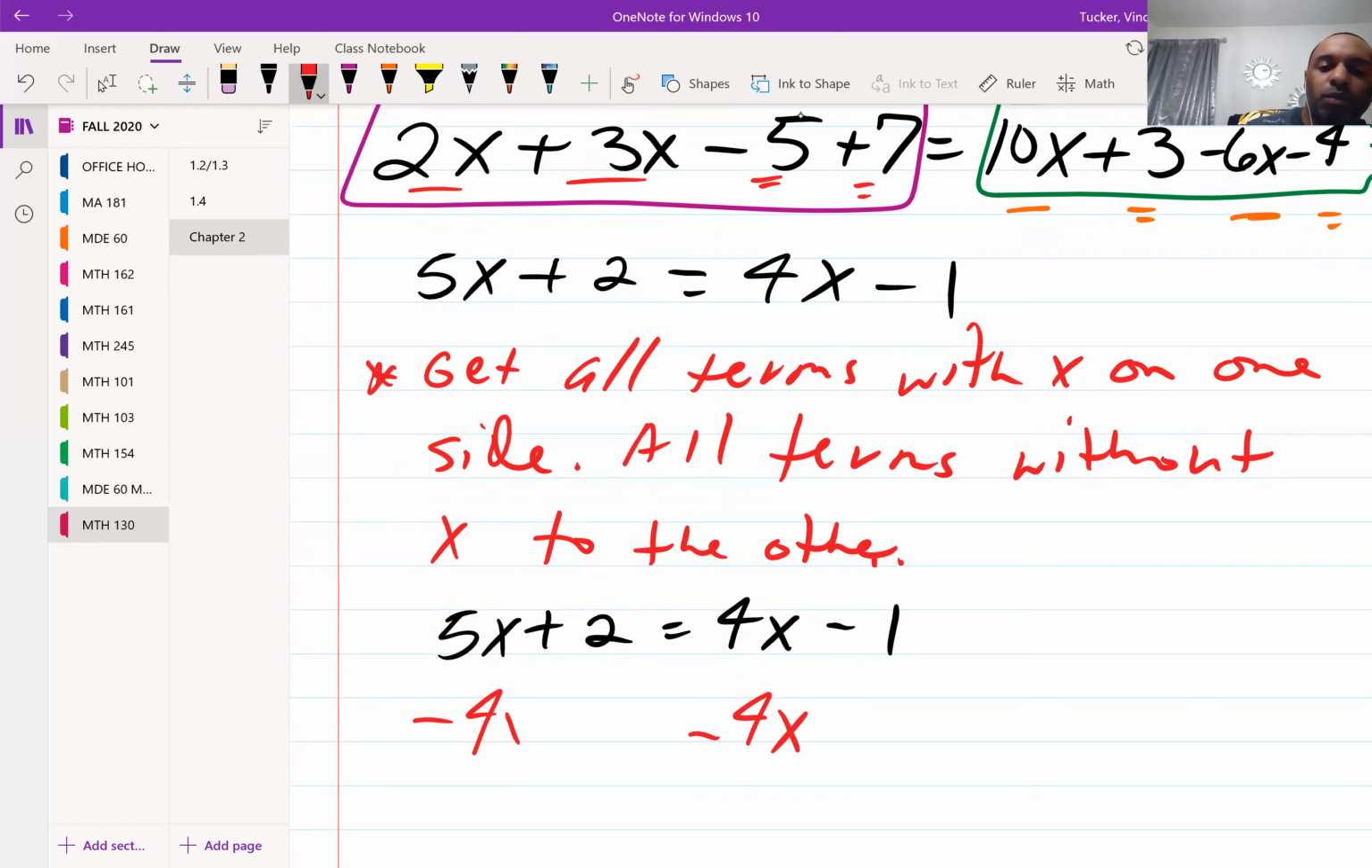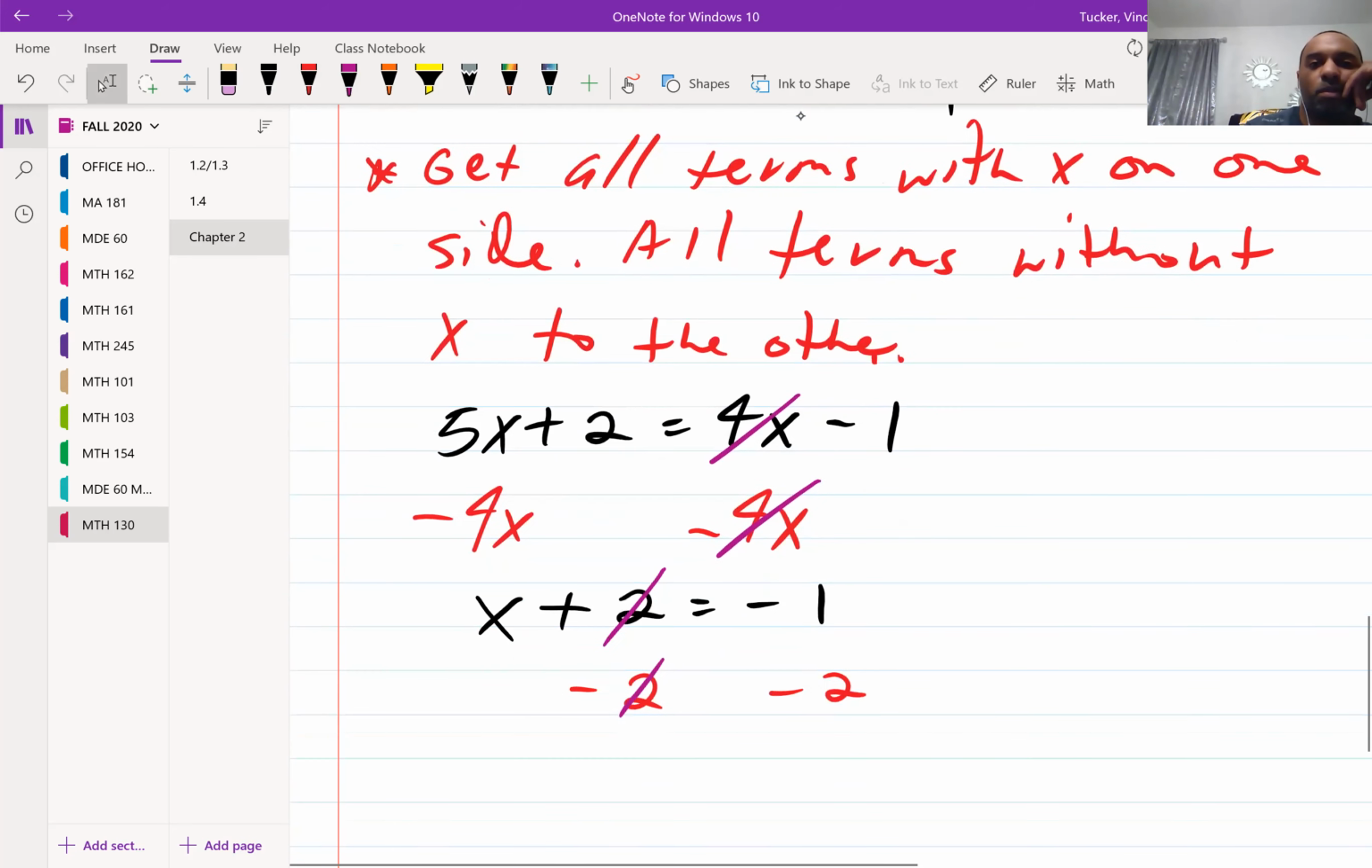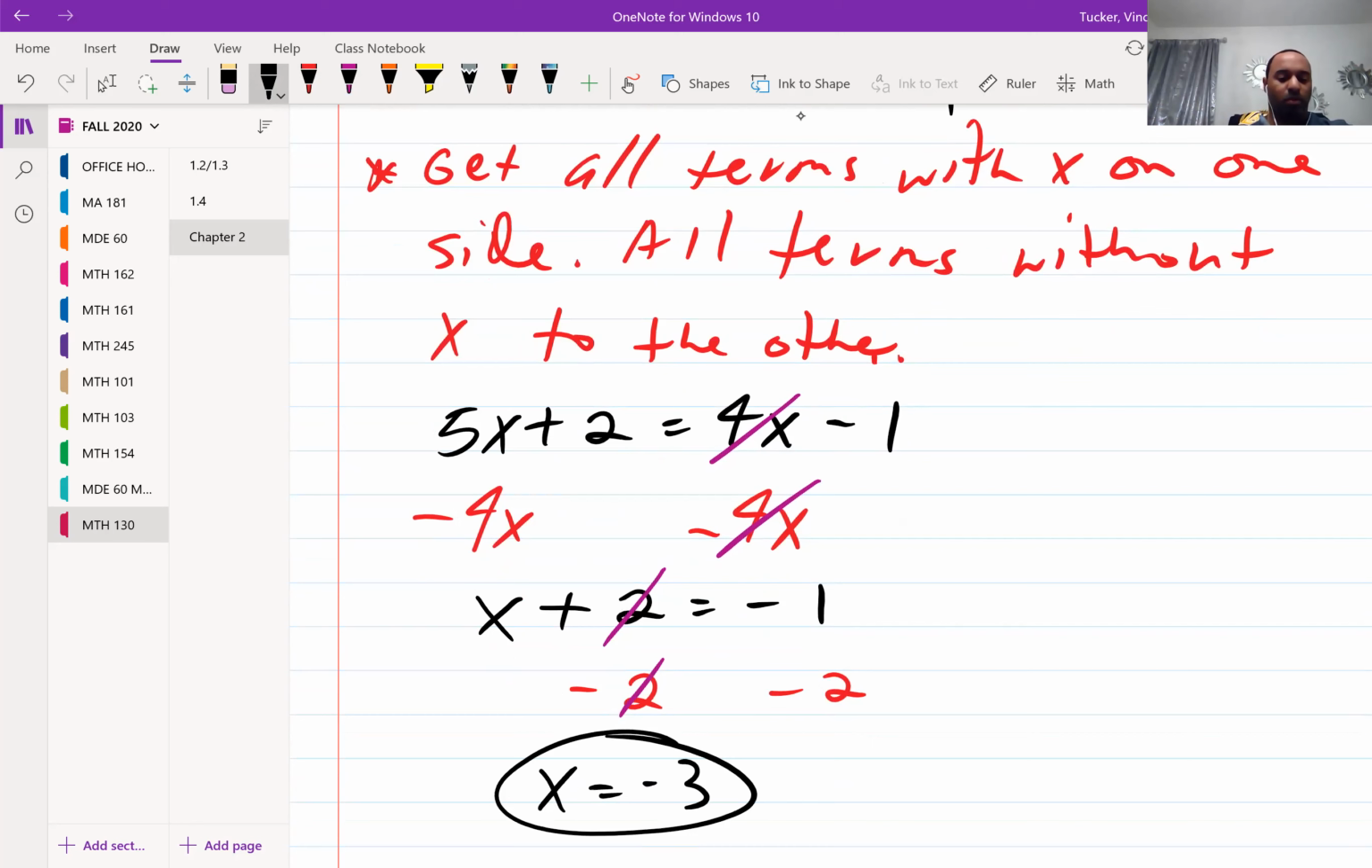So I decided to move the 4x to the left side. So I'm going to minus 4x. 4x minus 4x will cancel. 5x minus 4x is 1x. So I have x plus 2 equal to negative 1. Then subtract 2 from both sides. x is equal to negative 3. And that'll be your solution.